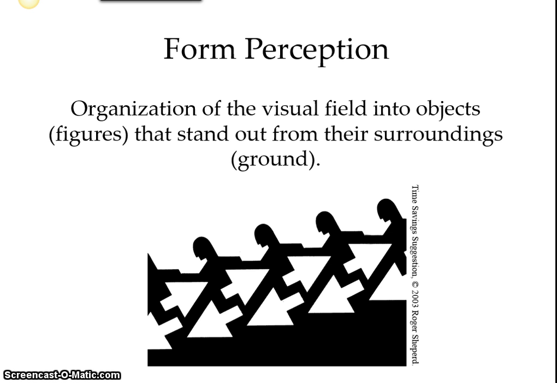So in this picture, the figure actually is not static, but it switches places with the ground, depending on what you're focusing on, because the ground is the background or the surroundings. So this is a great example of a non-static figure ground image.